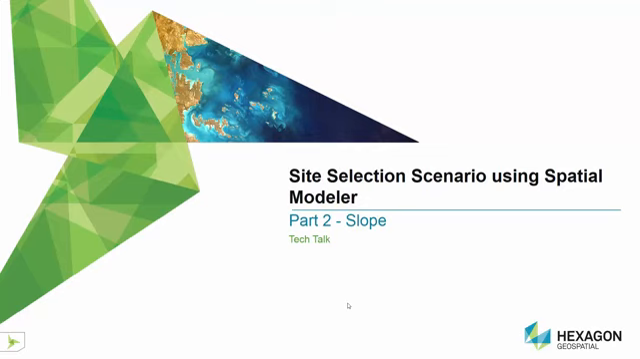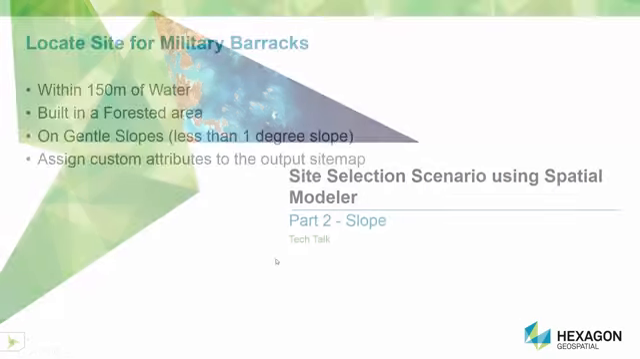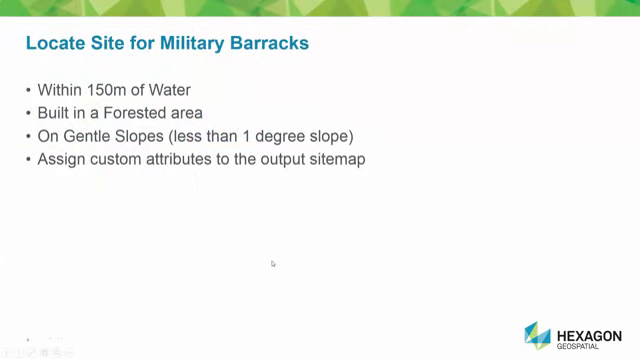This is actually part 2 of a series of e-training videos looking at a site selection scenario using the spatial model editor. In part 1 we looked at using the spatial modeler to set up the criteria for looking for locations that are within 150 meters of a fresh water source, and that are also in a forested area so that we can build under a forest canopy.